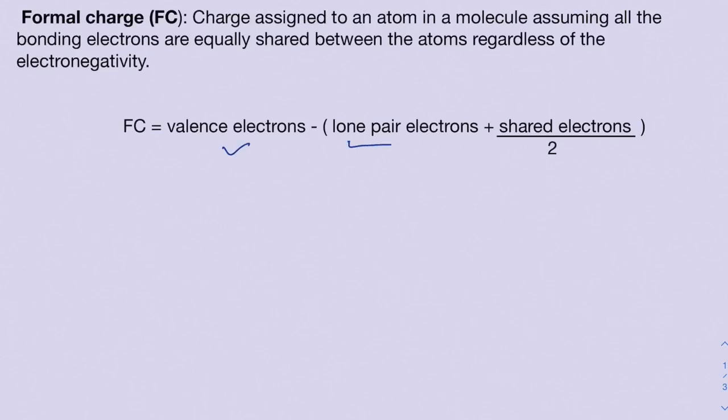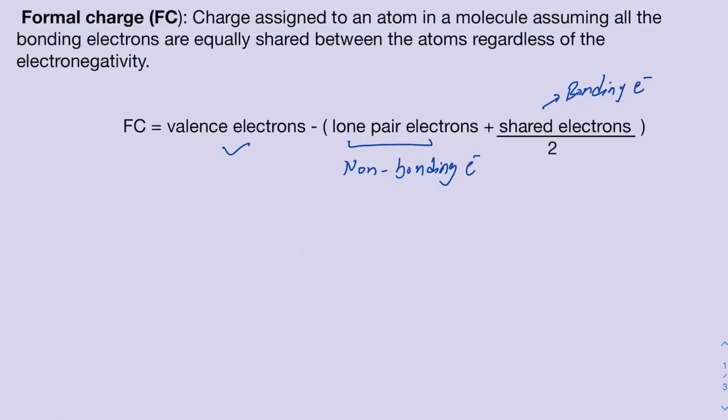The lone pair of electrons are also called the non-bonding electrons, plus the shared electrons, and the shared electrons are also called the bonding electrons. So you may see those terminology being used in some books. So lone pair electrons are the non-bonding electrons. Okay, so let me take an example.